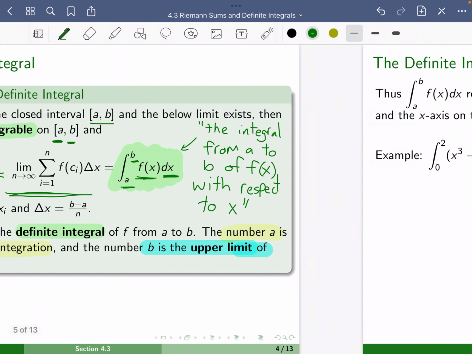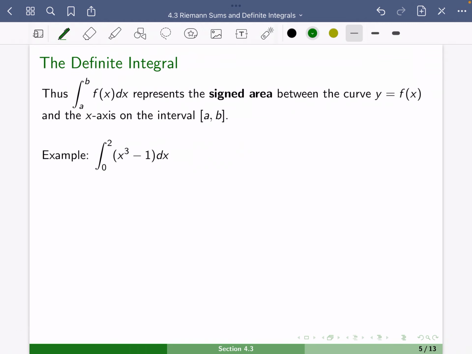All right, so we have this definite integral. This integral from a to b of f of x dx represents that signed area between the curve y equals f of x and the x-axis on the interval from a to b. So here if we have the integral from 0 to 2 of x cubed minus 1 dx, let's draw what this looks like. So as a graph, we have an x cubed graph, but that x cubed graph has been shifted down 1.